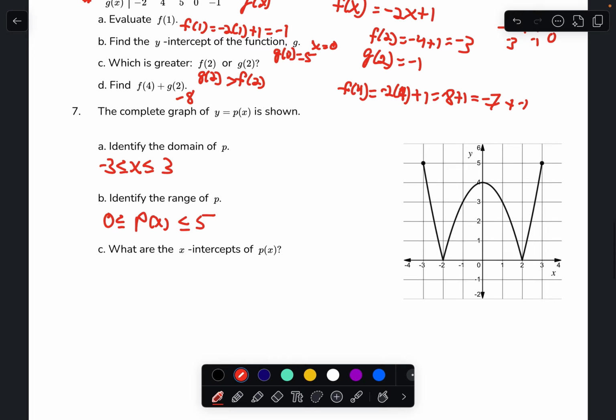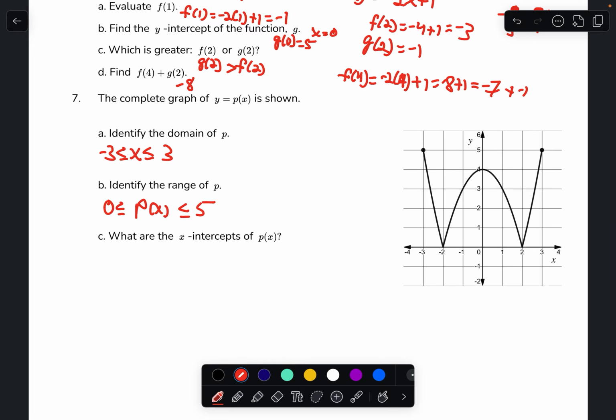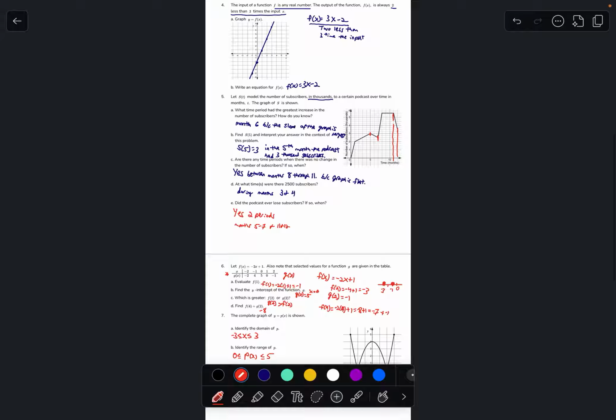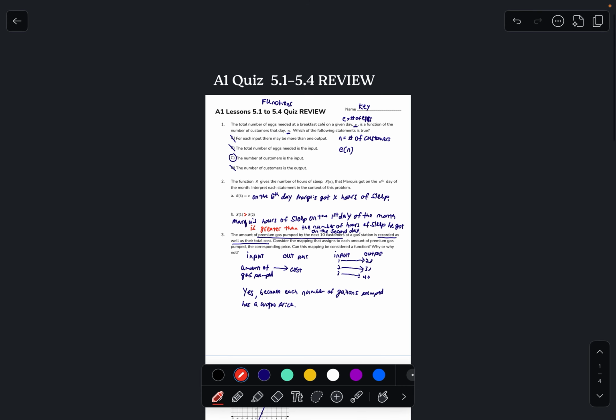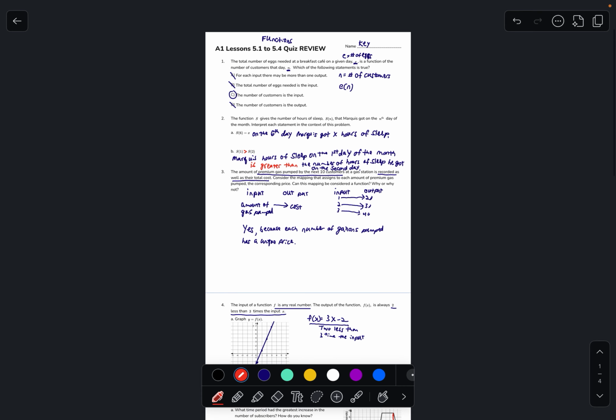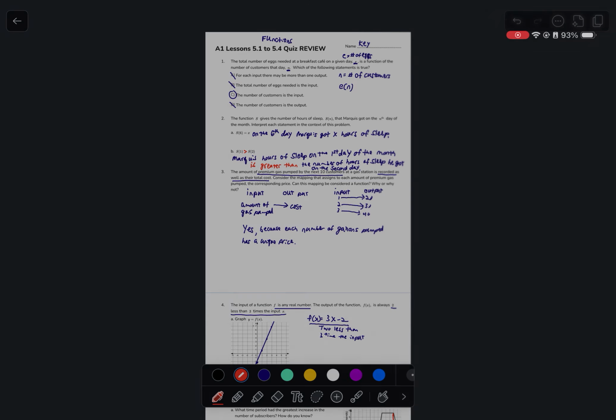What are the x-intercepts? Well, the x-intercepts are where the graph touches the x-axis. It's at negative 2 and positive 2. So the x-intercepts would be, as an ordered pair, I'm going to write them as ordered pairs. Negative 2, comma 0, and 2, comma 0. And there you go. That's the quiz. Not really that hard. This is all very reminiscent of your homework sheets that you got from the curriculum. So good luck on the quiz.